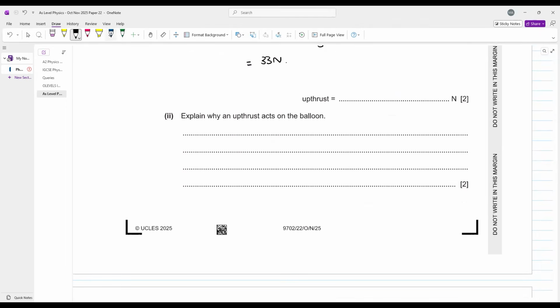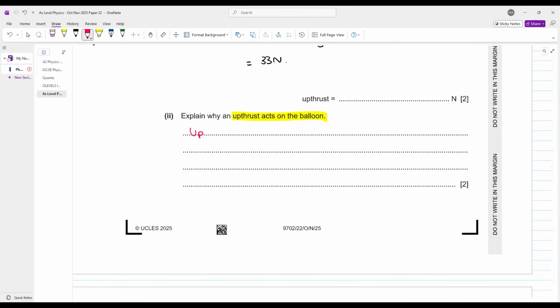Explain why an upthrust acts on a balloon. Why does upthrust act on a balloon? So what will you say? Due to the difference in pressure between the top and bottom surfaces. You can write it like this.